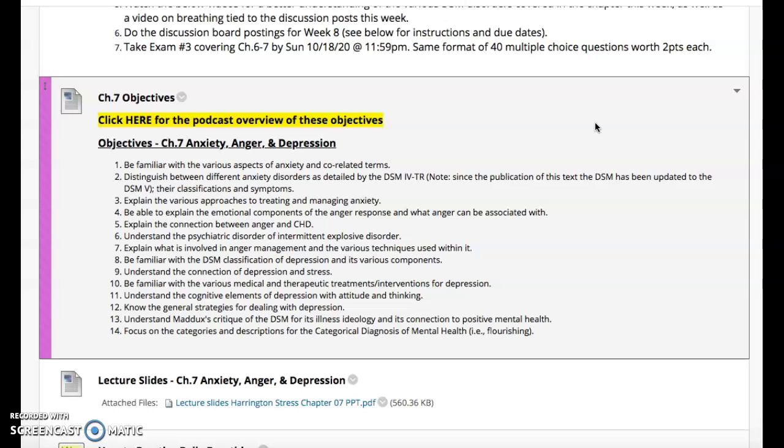And then what are the categories and descriptions for the categorical diagnosis of mental health? And again, here is the area of flourishing that we talked about earlier in the semester. So understand what the categorical diagnosis of mental health is. What does that tell us? What does that entail? Be able to distinguish the various parts of that. And that will conclude the chapter on anxiety, anger, and depression.